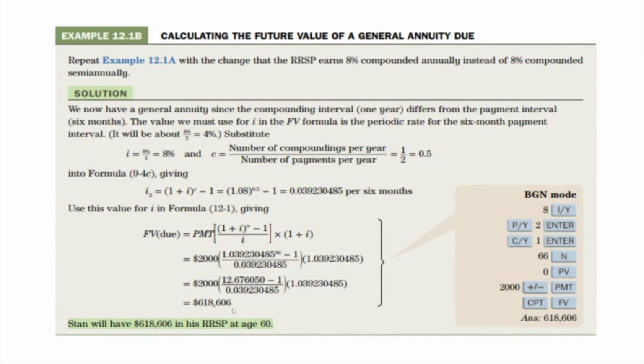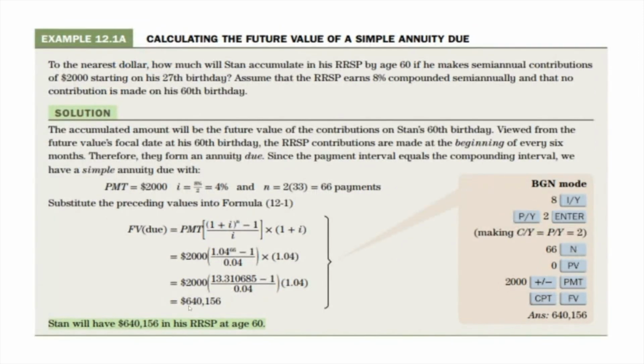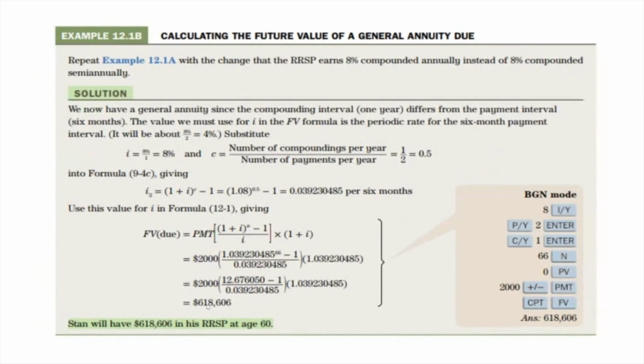$618,606. So you notice that it's almost the same, 640 versus 618, but it just shows you the power of compounding. There's less compounding in this particular problem. It's only done annually, so it's a smaller amount at the end. Power of compound interest demonstrated.